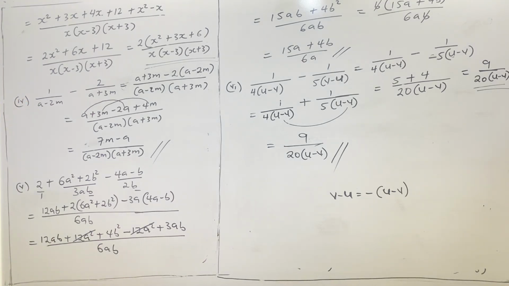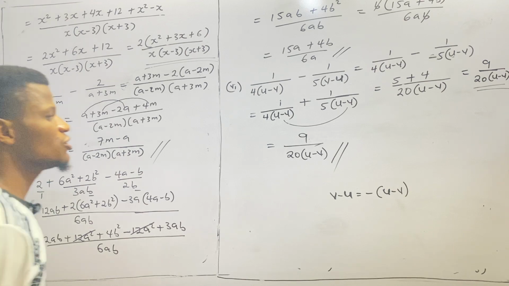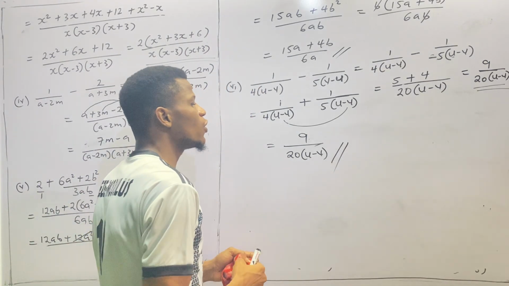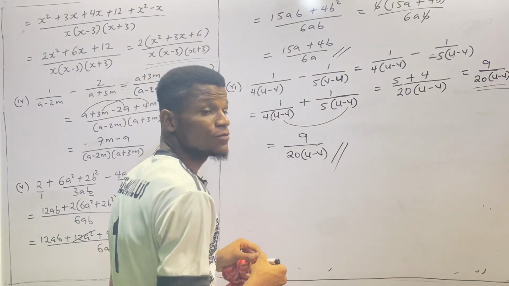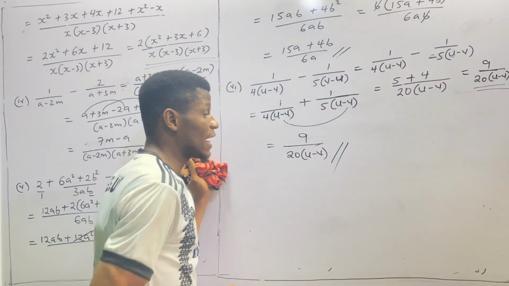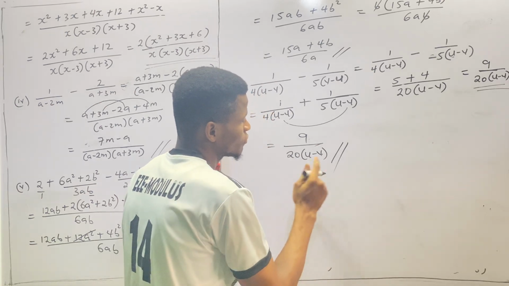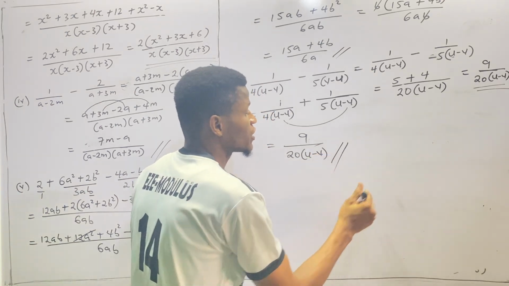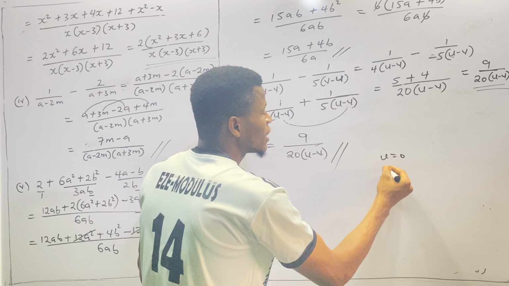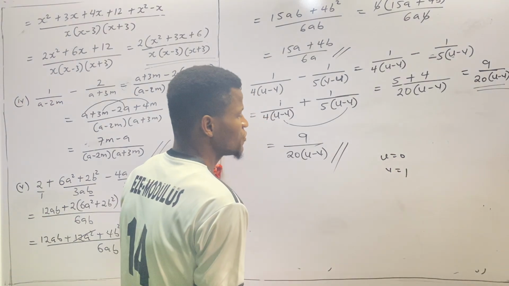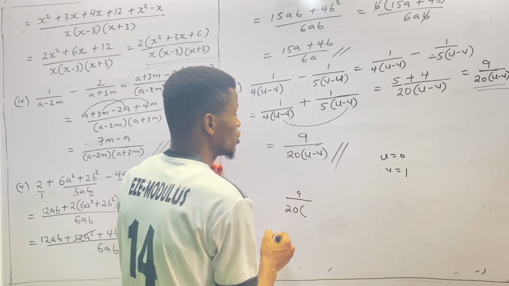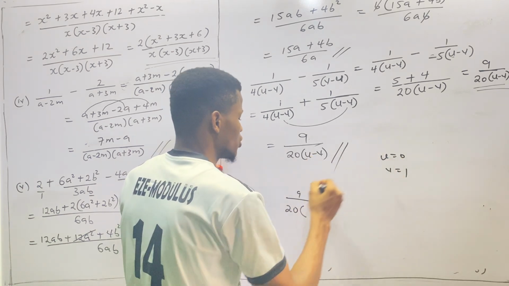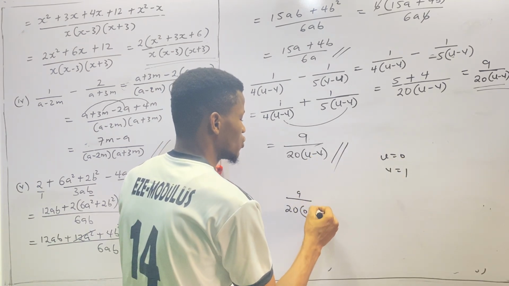And here is another way you can confirm if your answer is correct. Look for any number to attach to u and v. All right, so let's make it easier. Let's give one of them 0 and one of them 1. So let's give u 0 and let's give v 1. If we do that, we have 9 over 20 into, so our u is 0 minus, our v is 1.